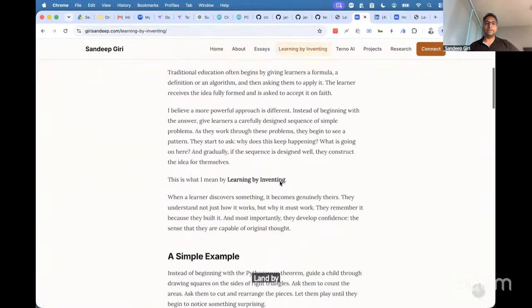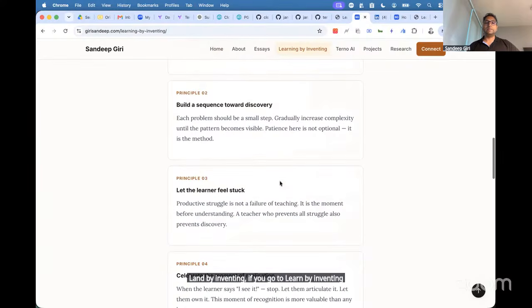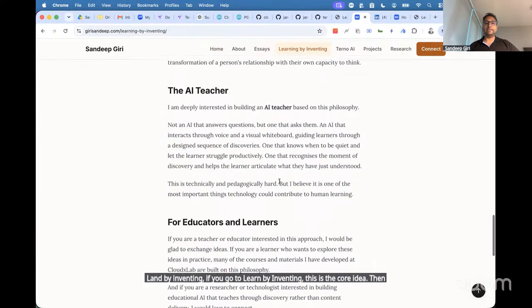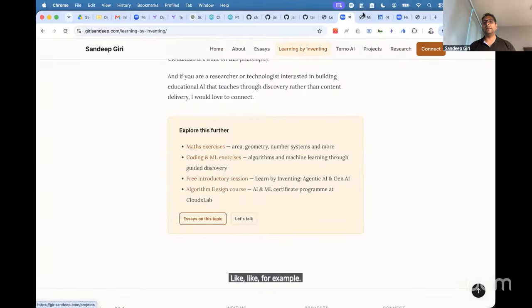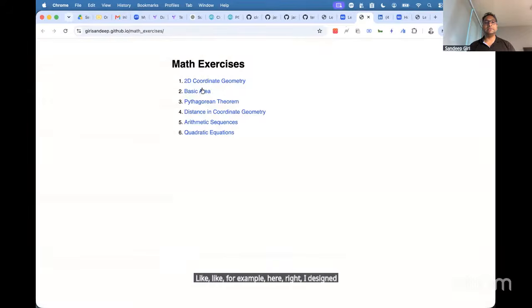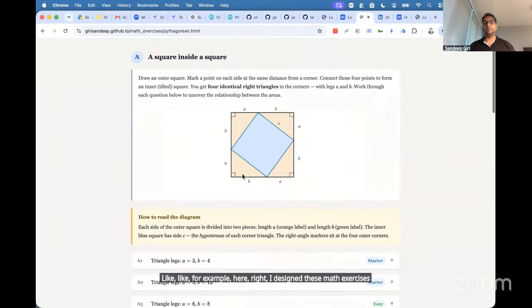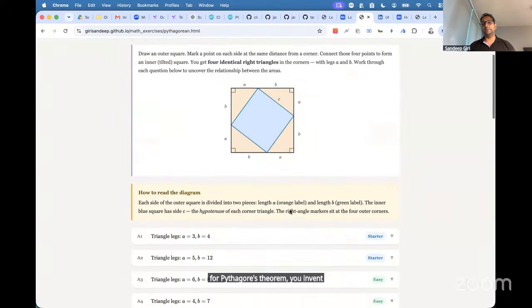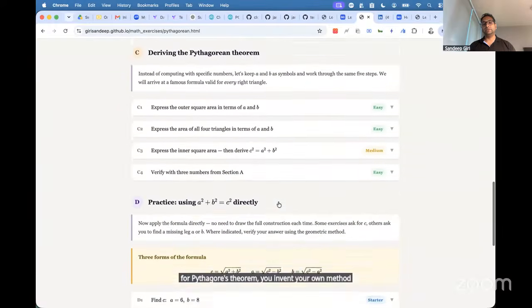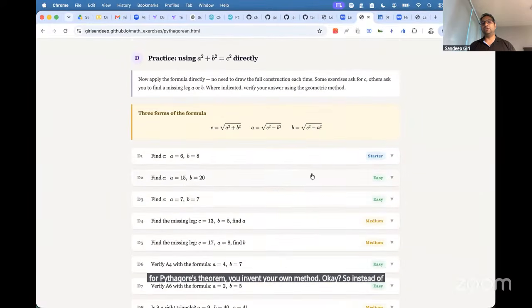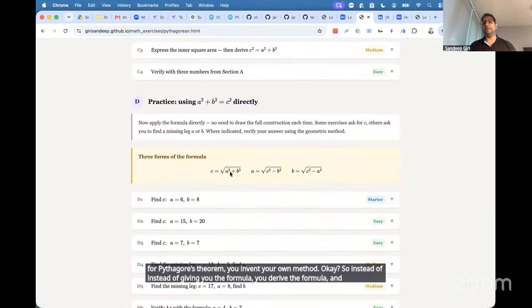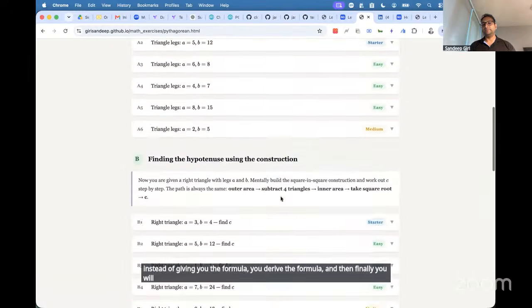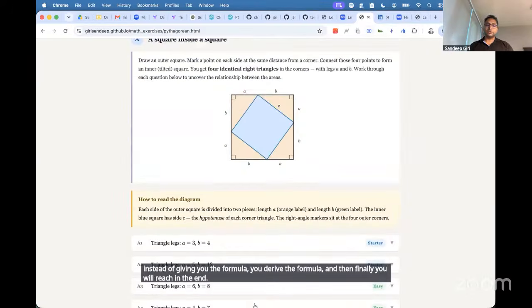If you go to Learn by Inventing, this is the core idea. These are the various things, for example here, I designed these maths exercises for Pythagoras theorem. You invent your own method. So instead of giving you the formula, you derive the formula, and then finally you will reach the end. That's the whole idea about this.